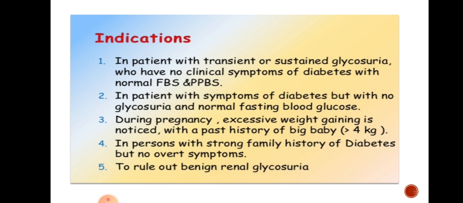During pregnancy, excessive weight gain is noticed with a past history of big baby. Baby weight more than 4 kg. In persons with a strong family history of diabetes but no overt symptoms. And fifth is to rule out benign renal glycosuria.